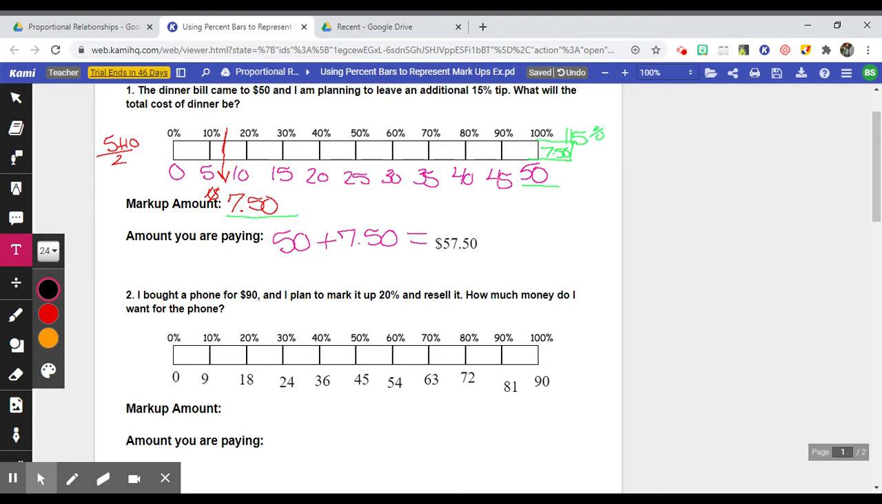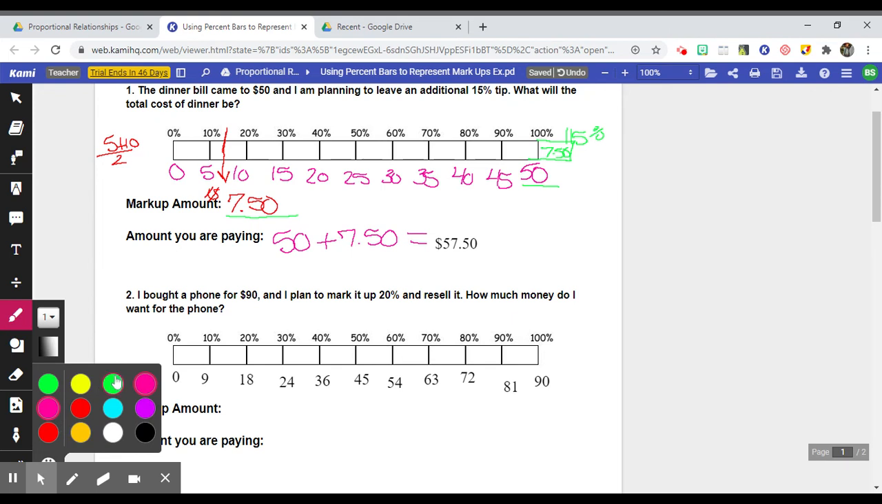Okay, so I bought a phone for $90. That is my total. That's how I knew to put 90 out of 100%. And I plan to mark up $20 and resell it. So I'm going to resell this phone that I have. Maybe a Samsung, because I don't know that I would sell an iPhone for just $90. Okay, but anyways, I'm going to mark this up by 20%. So it's going to go beyond 100%. So the total is now going to be 120%. And I need to figure out how much money I am adding on to that.